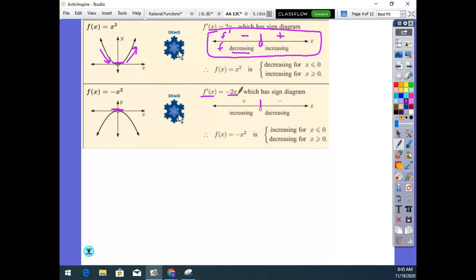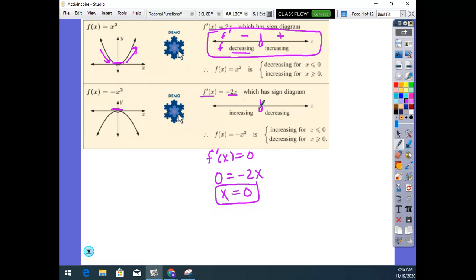So let's look at the equation this time. We always want to find where does the derivative equal 0. So when does negative 2x equal 0? When x equals 0. So this is the algebra part. This is the graph part. It kind of all goes together. So whenever we get this, this is what goes on the sign chart.